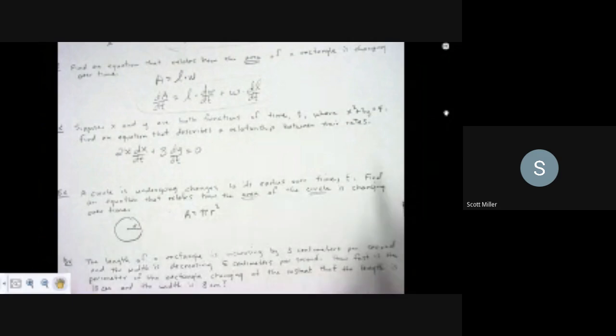One more, finding this equation. A circle is undergoing changes to its radius over time. Find an equation that relates how the area of the circle is changing over time. So I need to find the area of a circle. So you have your circle. You have the important variable r in my circle. And the area of the circle is pi r squared. These are all the things you got to start off with. Draw the picture, label it with a variable, and write the starting equation down based off of, in this case, the area of a circle.